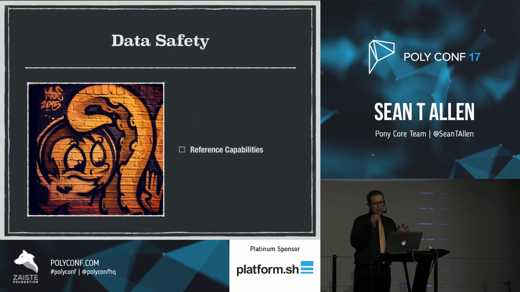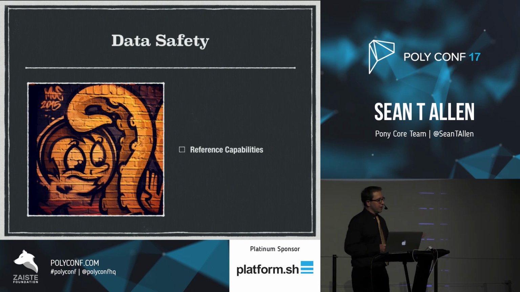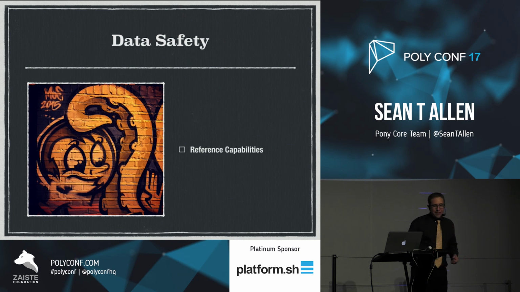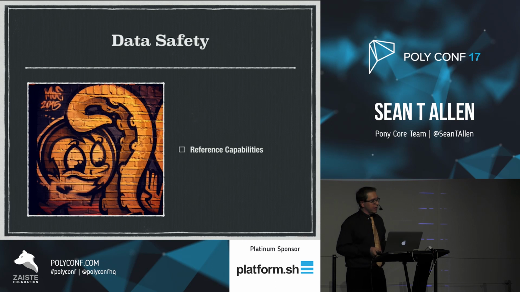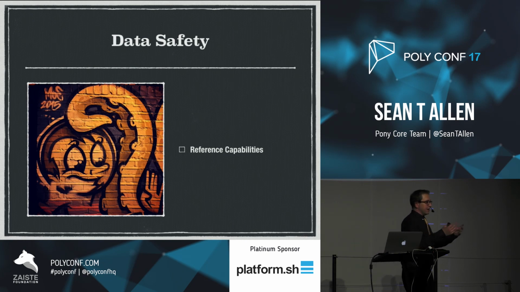So basically, what reference capabilities are is you can think of them as type annotations, where previously in a typed language you might say something like this is a string. What you would instead say is something like this is a string ref, or this is a string ISO, or this is a string val. Each of these are tags which say something about how it's safe to use this data. So you have ref, for example. Ref is the standard mutable object that everybody knows and loves.